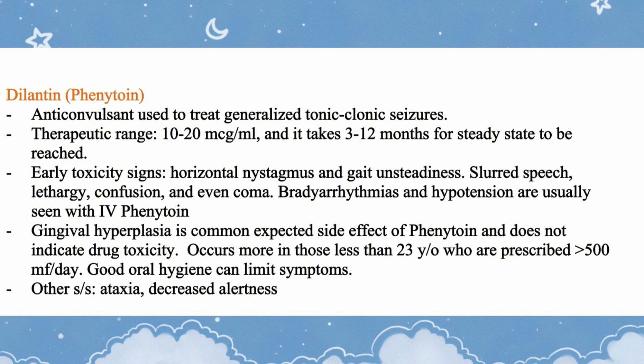Dilantin, phenytoin, an anticonvulsant used to treat generalized tonic-clonic seizures. Therapeutic range 10-20 mcg/mL, and it takes 3 to 12 months for steady state to be reached. Early toxicity signs: horizontal nystagmus and gait unsteadiness, slurred speech, lethargy, confusion, and even coma. Bradyarrhythmias and hypotension are usually seen with IV phenytoin.